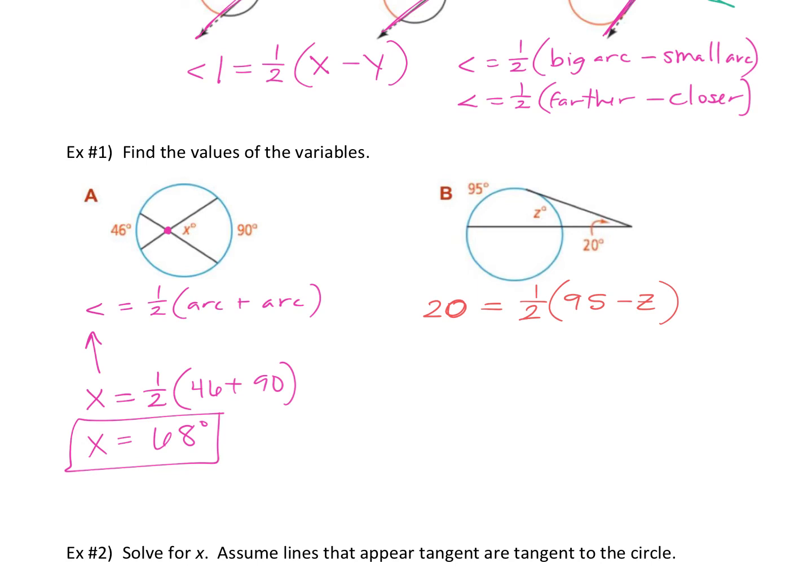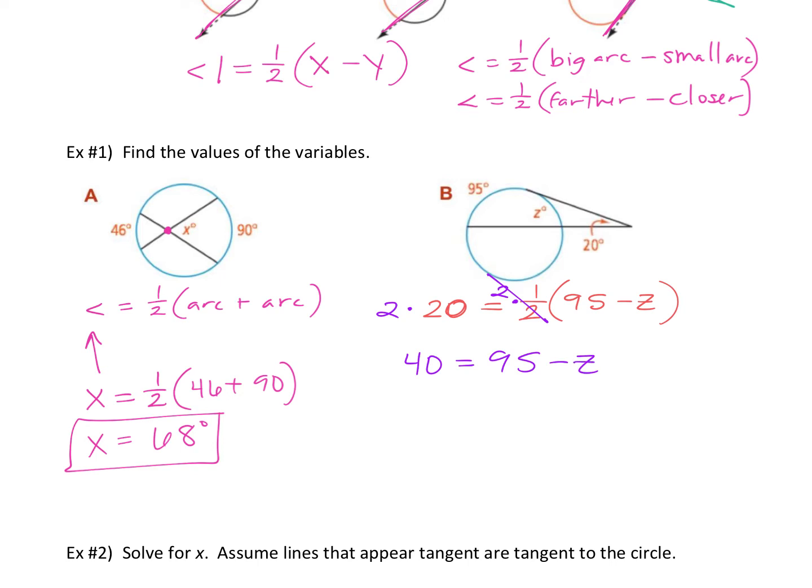Okay, now here's the deal. A lot of people love to distribute, and I get that. Distributing is great. However, if you distribute right now, you get a decimal and then a fraction with your variable, which is just ugly. Anyone see a nicer way that you could solve this without distributing? Multiply by 2. If I were you, that's what I would do. It's not wrong to do it the other way, but people do it wrong a lot when they do it the other way. So I would right now just multiply by 2, and that's going to get rid of your 1/2. So you get 40 equals 95 minus z.